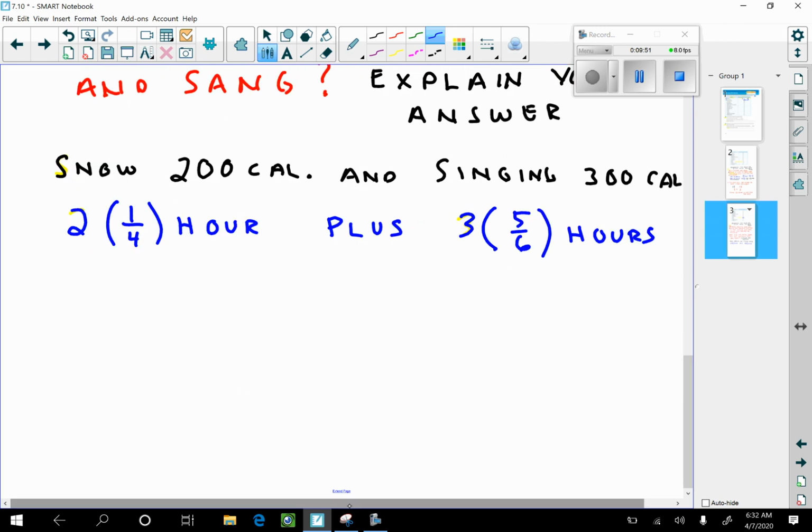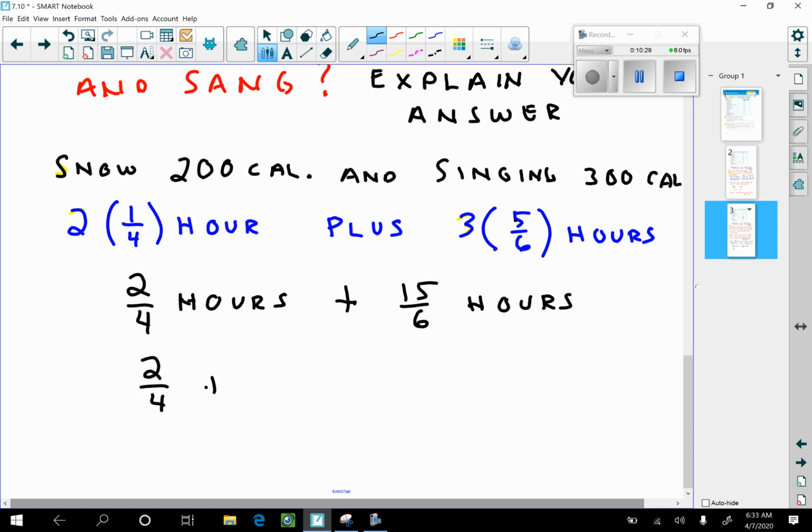Okay, so what is 2 times 1/4? That's the same as 2/4 hours plus 15/6 hours (3 times 5 is 15/6). And now we need to add these fractions here. We need to add 2/4 plus 15/6.